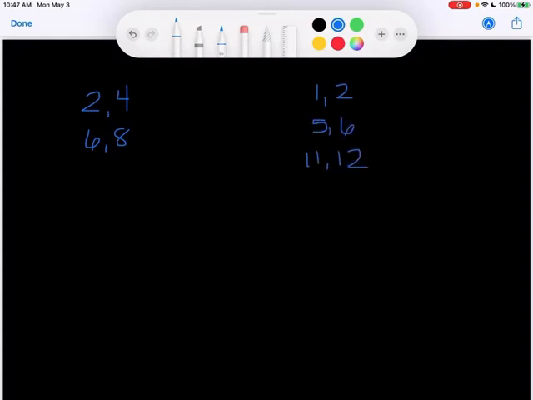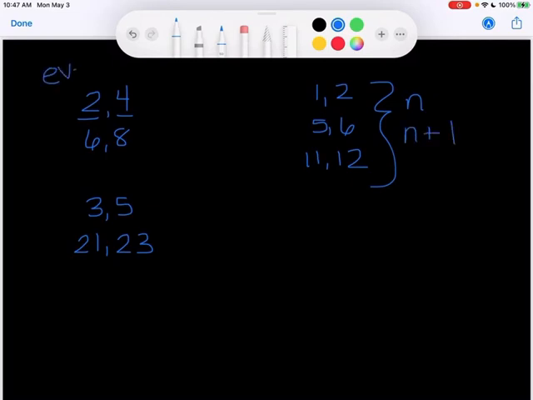But if it says consecutive even, you have to skip the odd one and just do the 2 even numbers right next to each other. If it says consecutive odd, that would be like 3, 5 or 21, 23. If you notice with consecutive integers, if our first number is n, then the next number is just the one right after it, which would be n plus 1.